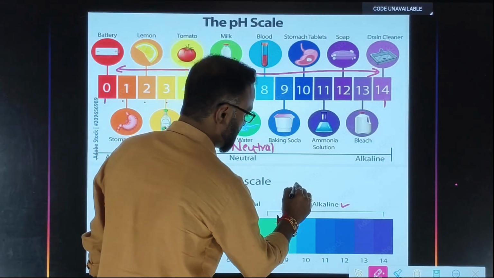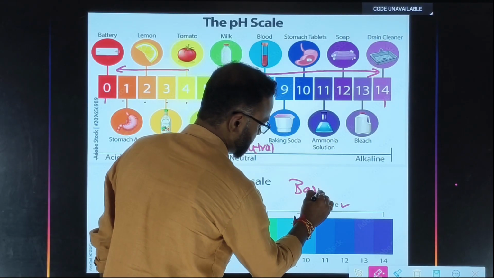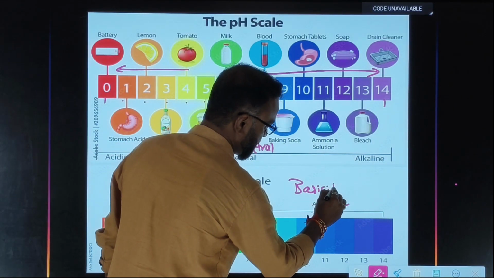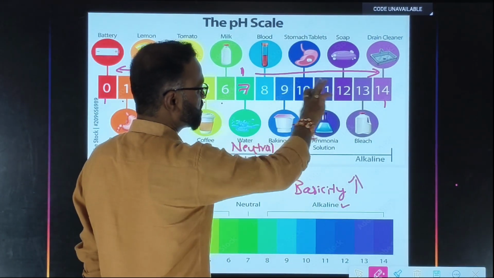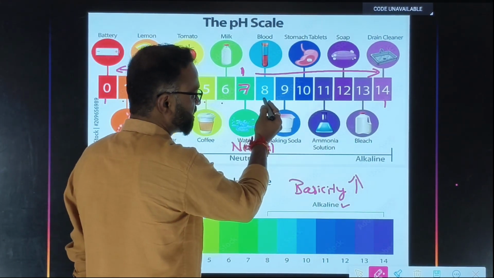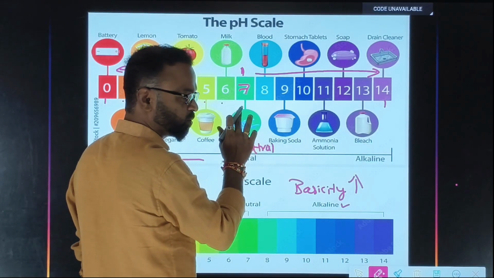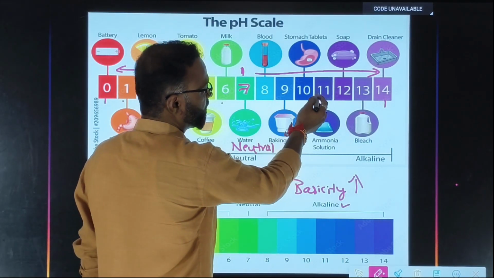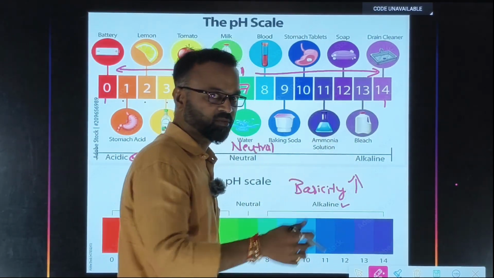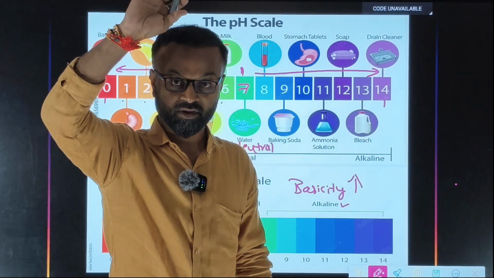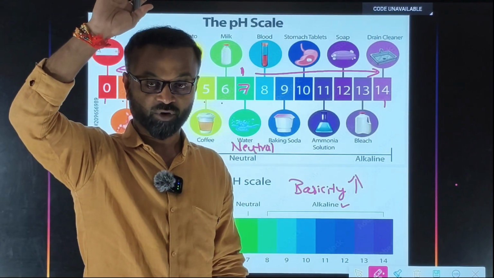Alkaline or basic nature, what will happen? It will increase anything above 7. Like 8, 9 is a weak base, 10, 11 is a mild base, 12 is a strong base, 13 is a stronger base, 14 is the strongest base. It's very, very strong, 14th.